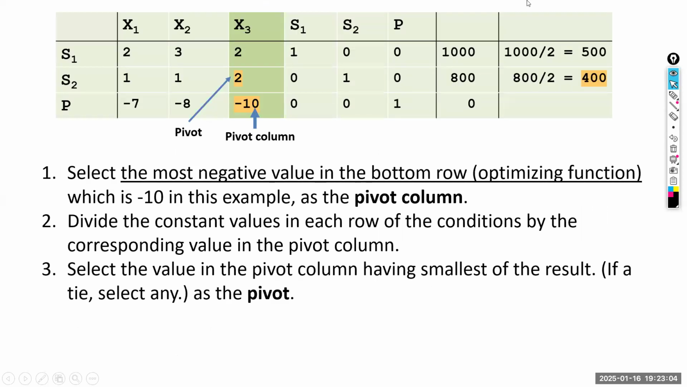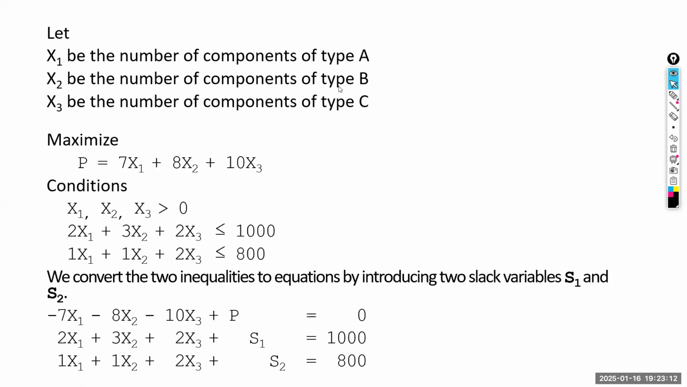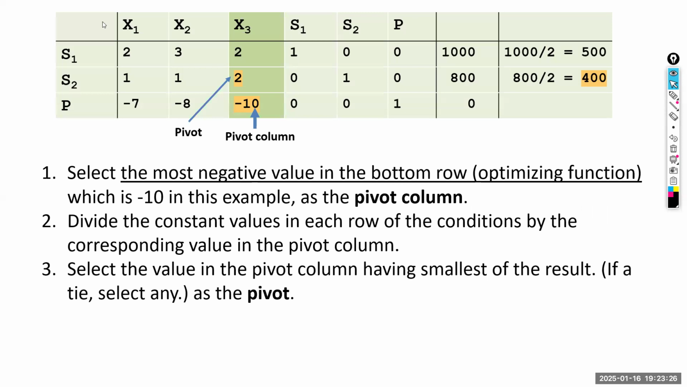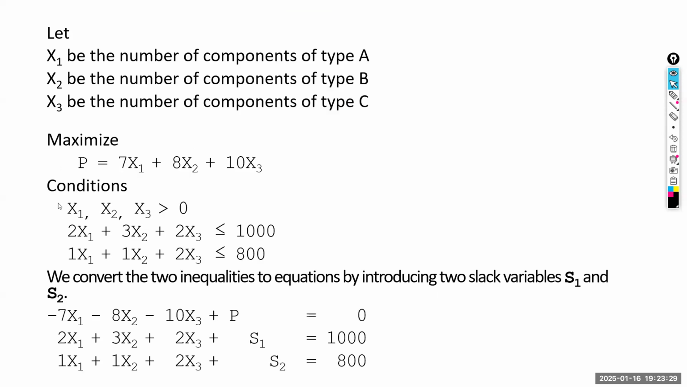Now you can see I have not done anything else. I have just taken those into a table: X1, X2, X3, S1, S2, P. So the first row is -7, -8, -10. P is 1. S1 and S2 are 0. Okay, 2, 3, 2. This is 0. This is 1. And this is 0. 2, 3, 2, 0, 1, 0, 1000.